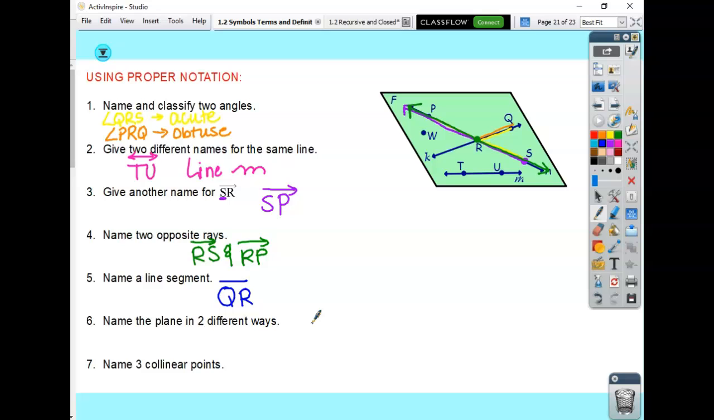Naming the plane in two different ways. Remember that you can either use a capital letter that doesn't have a point next to it, so we could call this one plane F. Or we could pick any 3 dots and use those, but we still have to put the word plane in front. So plane RUQ. Those are not the only 3 letters, and these letters can be in any order. We just have to pick any 3 points on here.